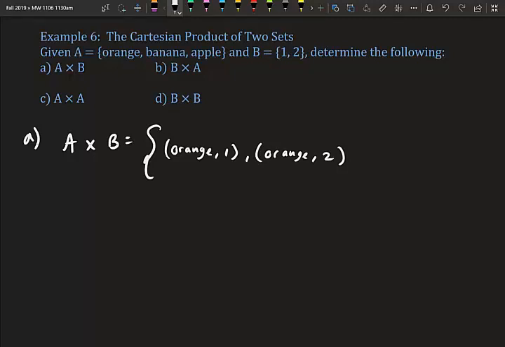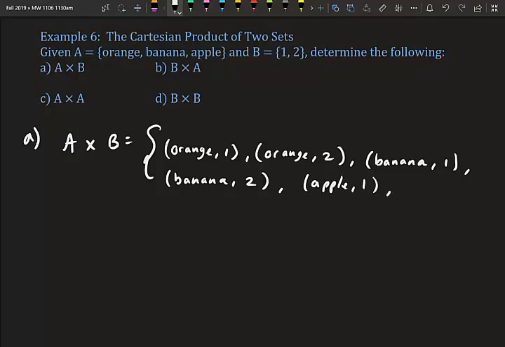Now we move on to banana 1 and banana 2. That's all we can pair from A to B. Now we do apple 1 and apple 2. And that's A cross B. We're just putting each part of A with B: orange with 1, orange with 2, banana with 1, banana with 2, apple with 1, apple with 2.